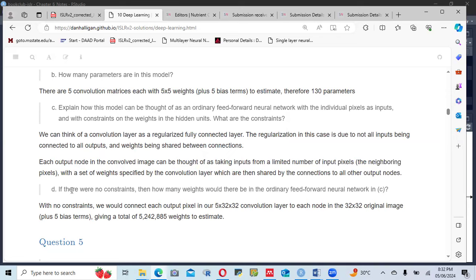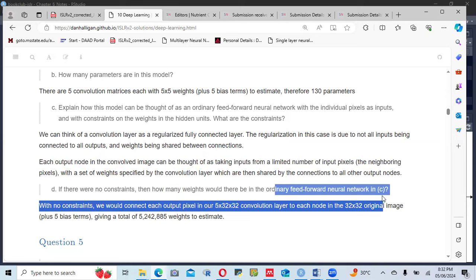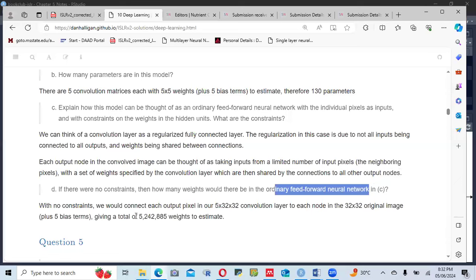So if there are no constraints, then how many weights will there be in the ordinary feedforward neural network? If there are no constraints, we are going to have about 5,242,885 weights to estimate. That is the total number of weights we would estimate in an ordinary feedforward neural network.